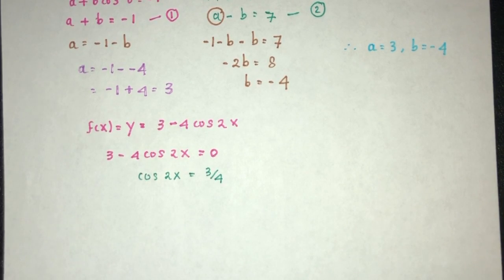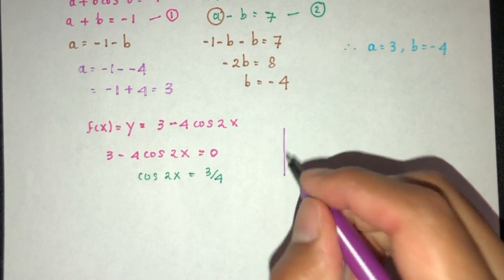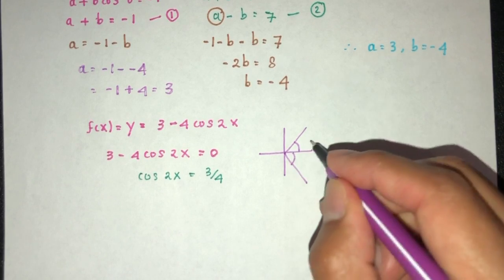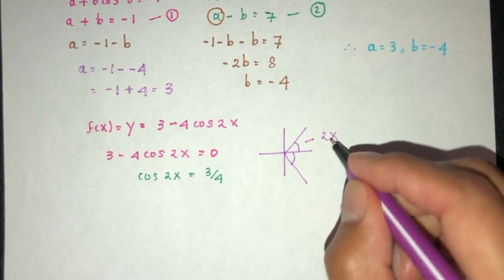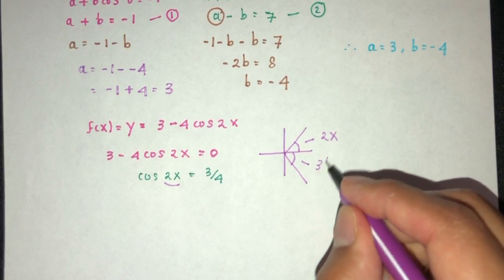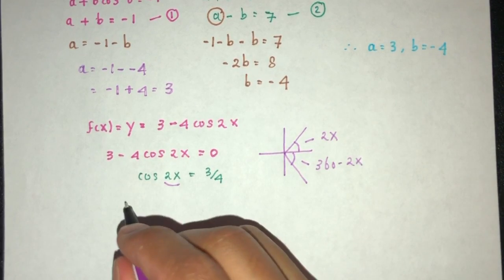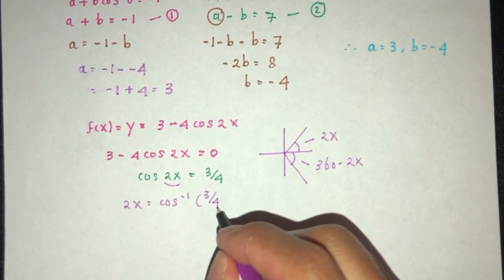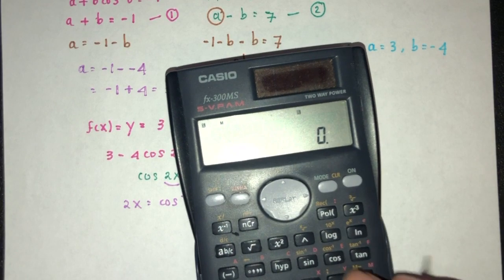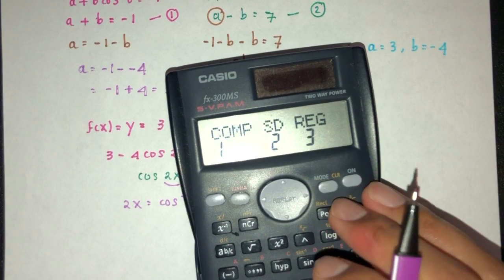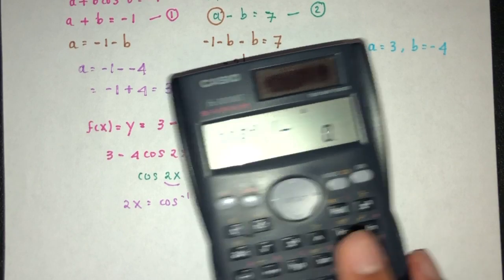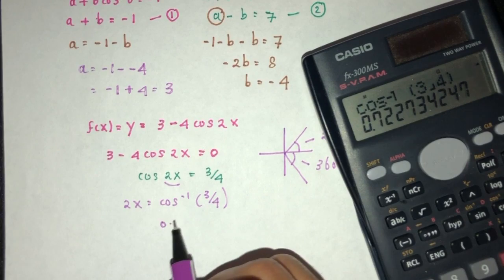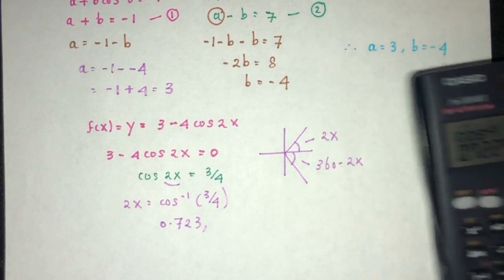Now, we understand that when cos is positive, it will be in the first quadrant, and in the fourth quadrant, that will be the angle 2x, and that will be 360 minus 2x. So 2x will be cos inverse of 3 over 4. So cos inverse, that will be in radians. So that's good. 3 over 4 will give me 0.723. This is for the first quadrant.